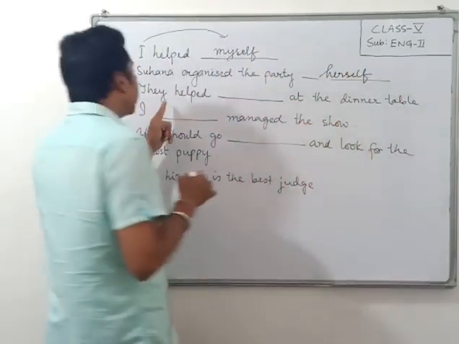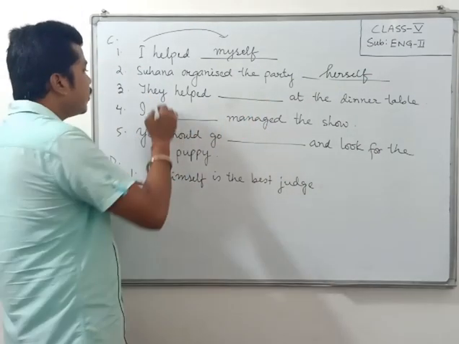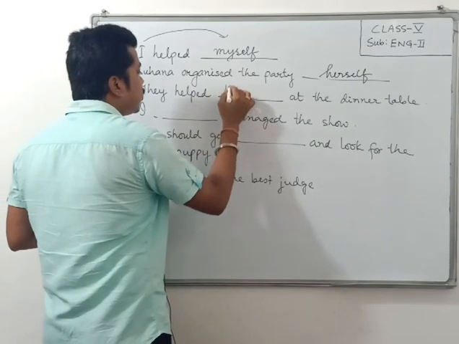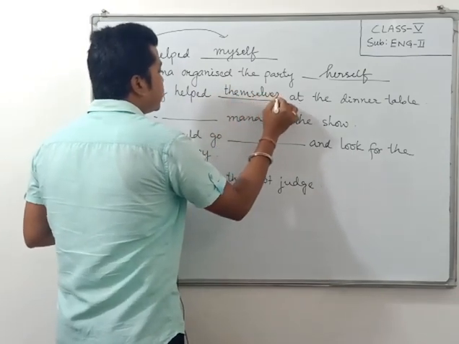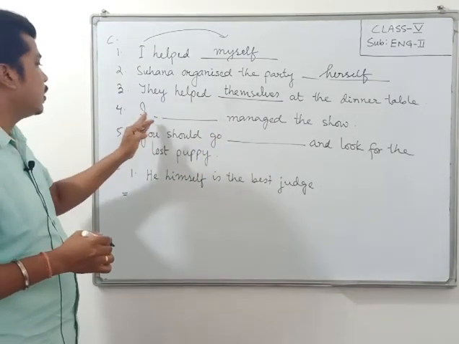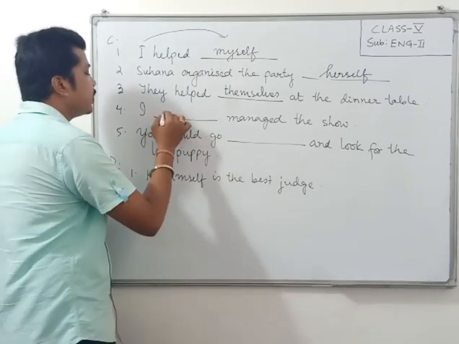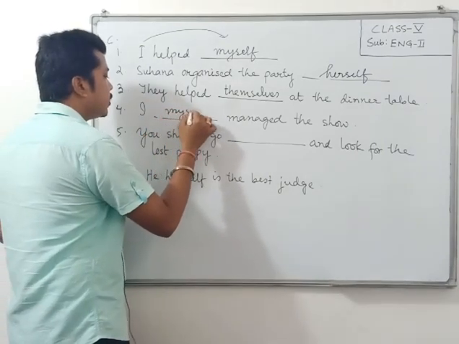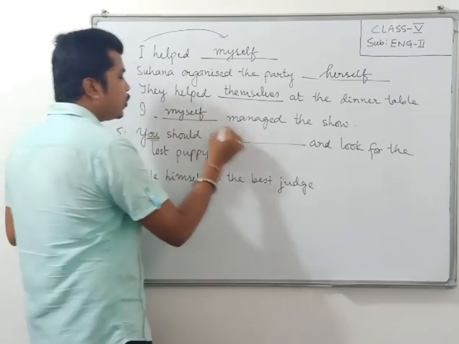Next, they helped dash at the dinner table. Along with they, it will be changed into themselves. They helped themselves at the dinner table. I dash manage the show. I myself. You, from you it will be yourself.